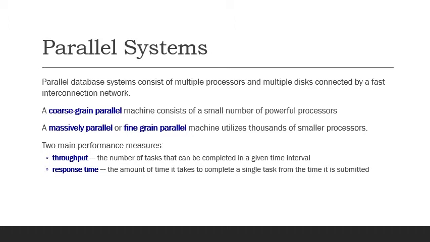And there are two main measures of performance of a database system. First one is throughput. It is the number of tasks that can be completed in a given time interval. And the second one is the response time, the amount of time it takes to complete a single task from the time it is submitted. A system that processes a large number of small transactions can improve throughput by processing many transactions in parallel. A system that processes large transactions can improve response time as well as throughput by performing subtasks of each transaction in parallel.